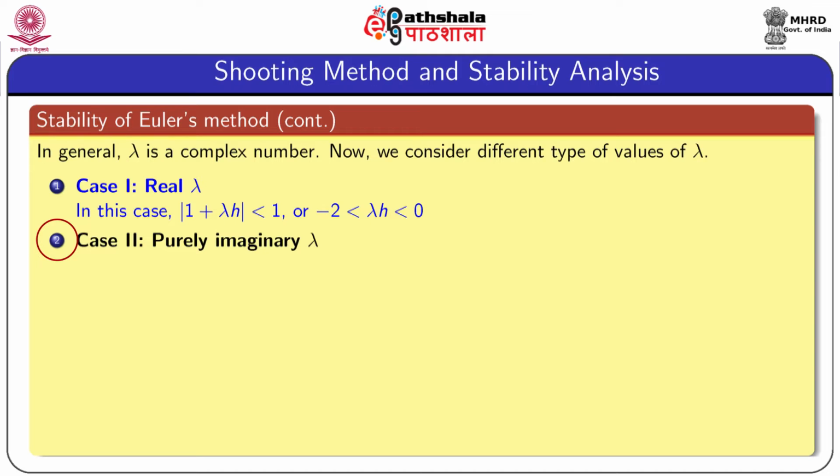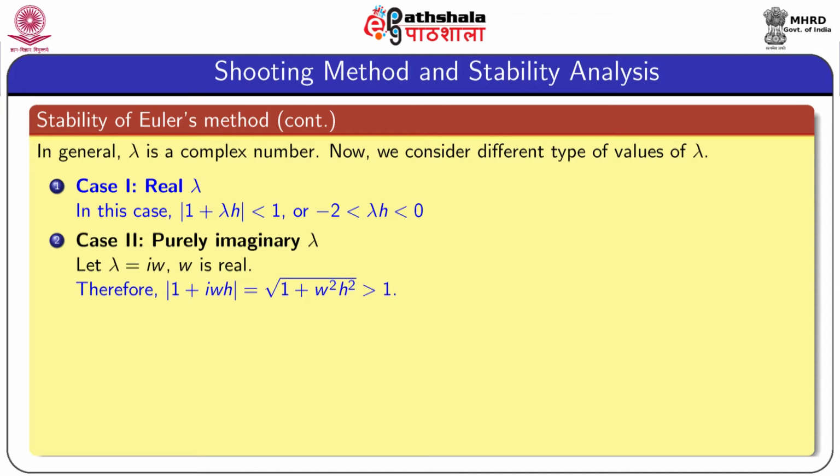If lambda is purely imaginary, then we assume that lambda equal to iw, where w is a real number. In this case, the absolute value of sigma, that means absolute value of 1 plus lambda h, that is absolute value of 1 plus iwh, equal to square root of 1 plus w square into h square. Obviously, this quantity is greater than 1. Therefore, we conclude that the method is not stable in case lambda is purely imaginary.